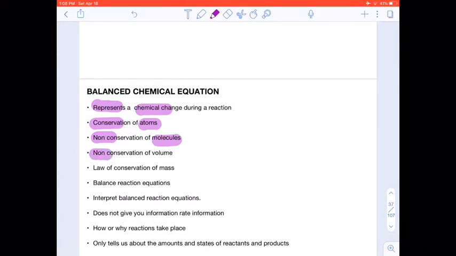There's also non-conservation of volume. And the law of conservation of mass applies. It means the total mass before the reaction is equal to the total mass after the reaction. And what we also need to do is balance the equations. Furthermore, we need to be able to interpret the equations.